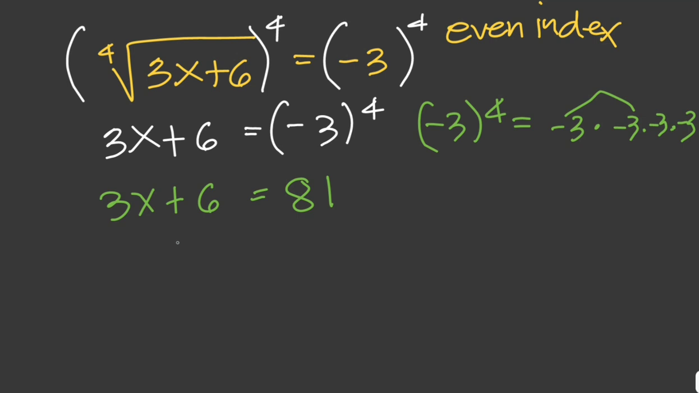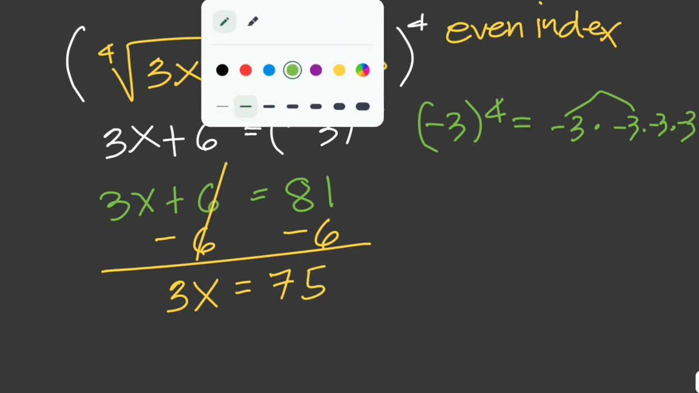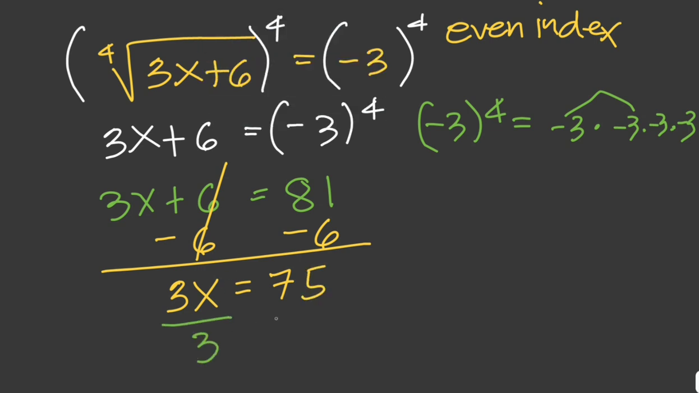And then we subtract 6 from both sides. This cancels out. Then we're left with 3x equals 81 minus 6, which is 75. Then we divide both sides by 3. Then we get the value of x, which is equal to 25.